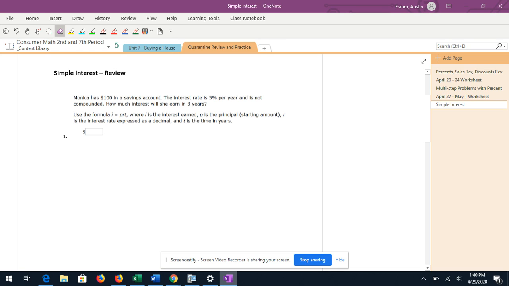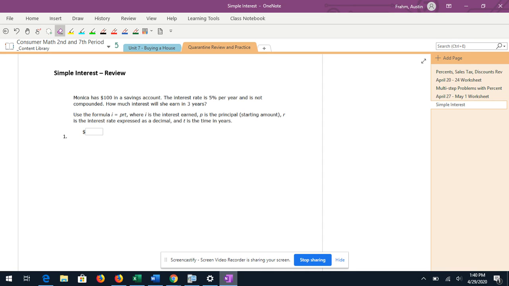Okay, for this week, we're going to be reviewing simple interest, something that we did earlier in this year, and what you could potentially see more of next year in math. These problems that I'm going to be going through are ones that you could potentially see in your IXL practice or on the worksheet or in quizzes.